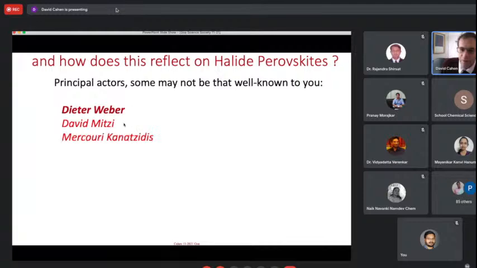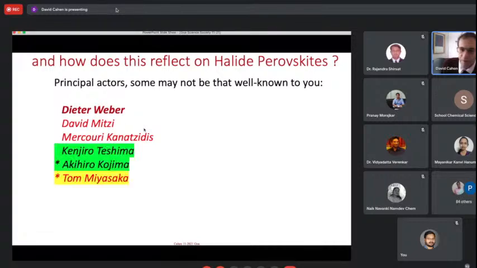Then was Mercouri Kanatzidis, who in 2012 published the first paper on the material with solid-state solar cells. But there are these three Japanese that I will focus on: Kenjiro Teshima, Akihiro Kojima, and Tsutomu Miyasaka. Because they are three of the four co-authors of a seminal paper that preceded Kanatzidis, on dye-sensitized-like solar cells with electrolytes. And we'll come to that.